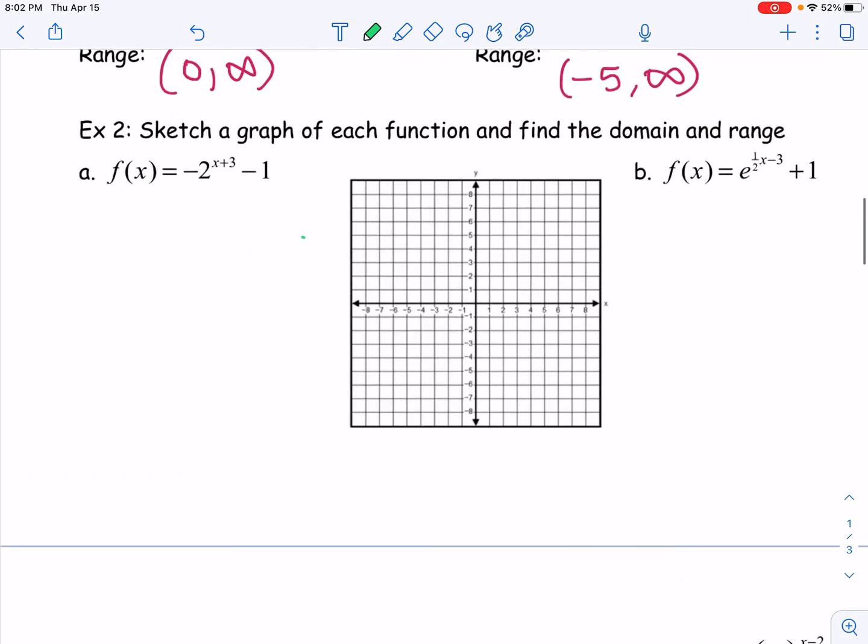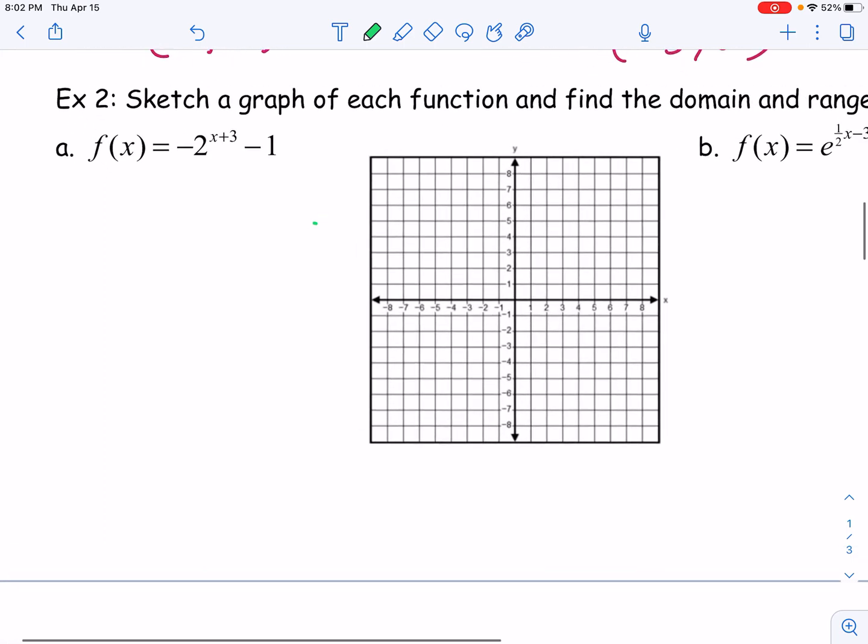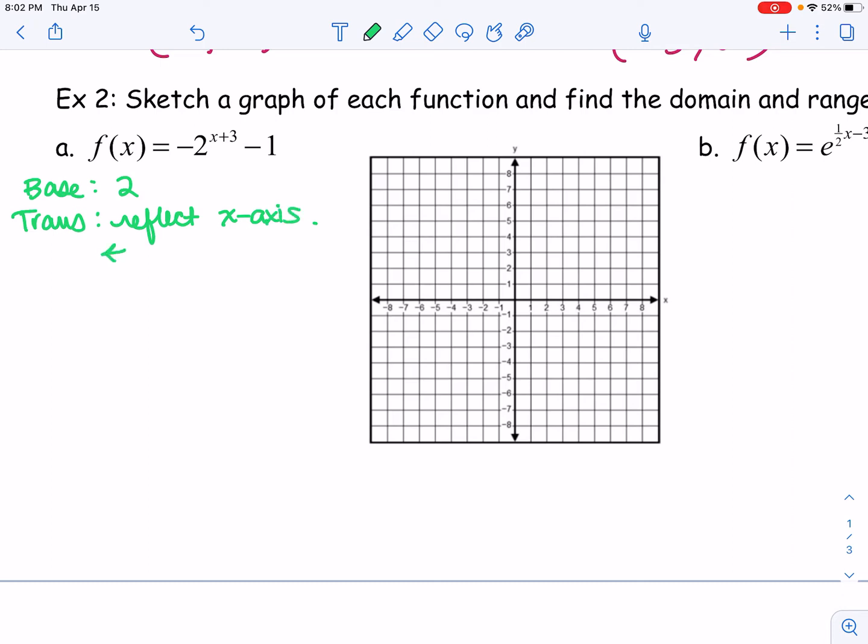Okay, so first things first is, what is our base? Our base is 2. What are our transformations? Well, there's a negative in front, so that's a reflection over the x-axis. There's an x plus 3 in the exponent, so that means I'm going left 3. And there's a negative 1 out back, so I'm going down 1.